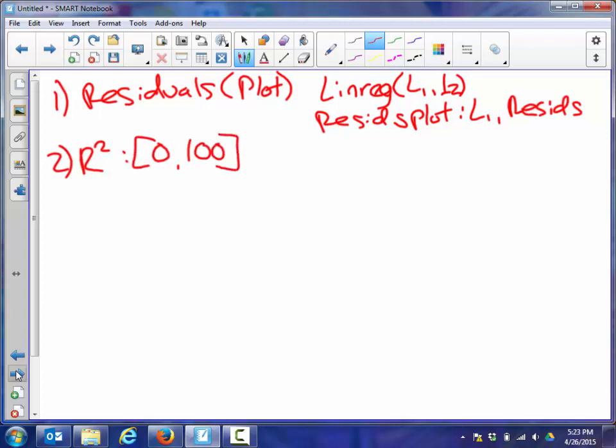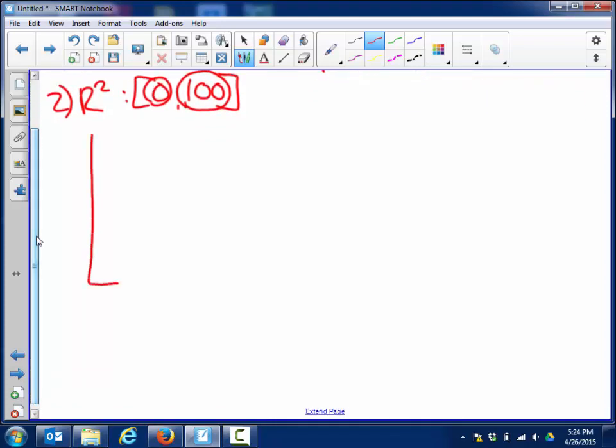Second thing you look at that's less important is your R squared value. This takes on values between 0 and 100, and it tells you the percent to which the variability that you see in Y can be explained by the regression line. 100% means that a lot of what you see happening in Y can be explained by the regression line. 0% means none of what you see happening in Y can be explained by the regression line.